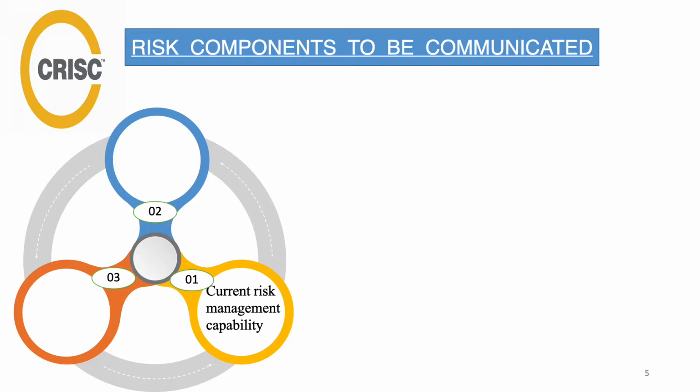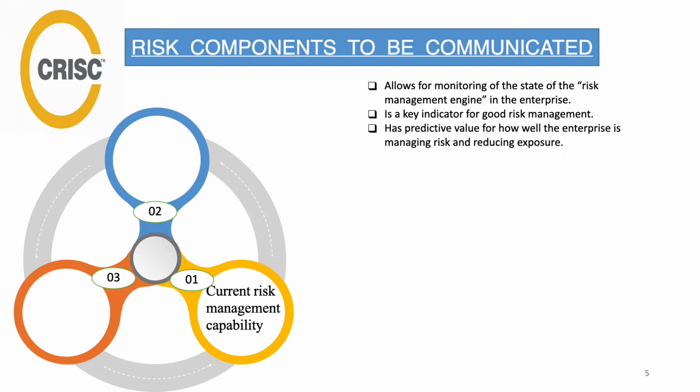Current risk management capability allows for the monitoring of the state of the risk management engine in the enterprise. The organization's current risk management capability, which enables the monitoring of the condition of the risk management engine, is an important sign of excellent risk management. It is predictive of how well the enterprise manages the risk and reduces the exposure.